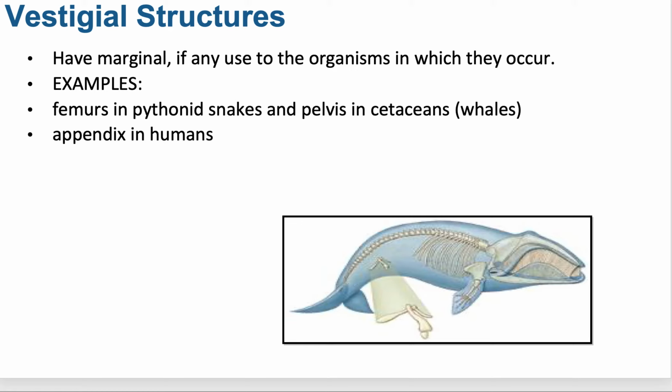Then we have what are called vestigial structures. They have a marginal, if any, use in the organisms in which they occur. For instance, femurs in python snakes and the pelvis in whales. They're completely useless. What does a snake need with a femur? It's got no legs. What does a whale need with a pelvic bone, hip bones? It's got no back limbs. And for humans, the appendix. What vestigial structures show is that the organism evolved from a time when it needed those things, to where it doesn't need them anymore.